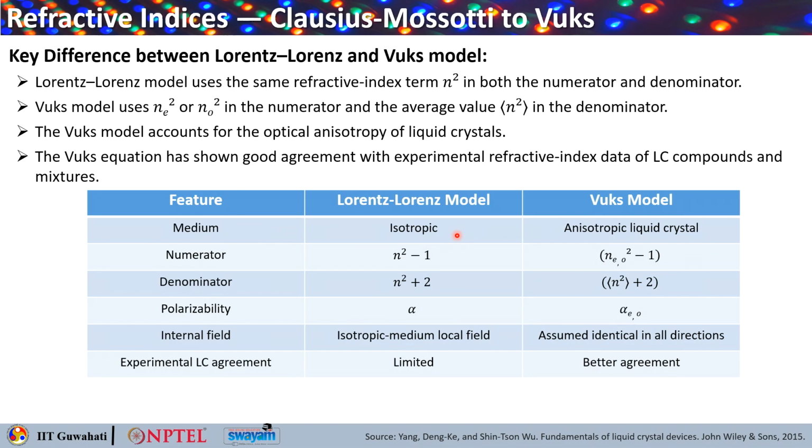Lorentz is for isotropic, and it's not very accurate for liquid crystal. However, Vogt's model is for anisotropic liquid crystal. Here the numerator is based on extraordinary or ordinary refractive index, and the same parameter appears in the denominator. Here it is the average refractive index squared, and then the polarizability, because it's isotropic, it only has one. Here it is extraordinary or ordinary.